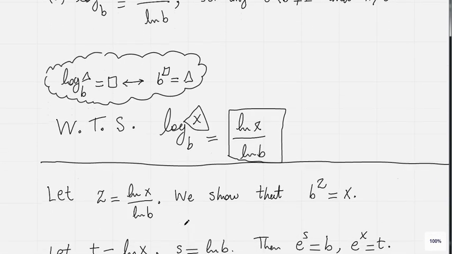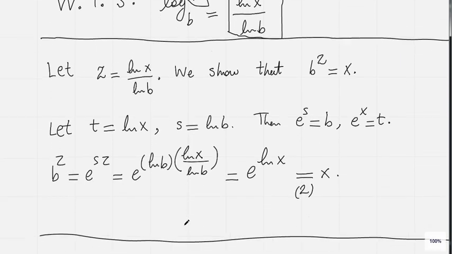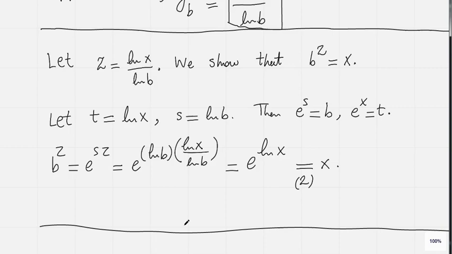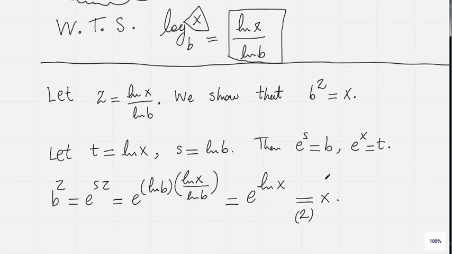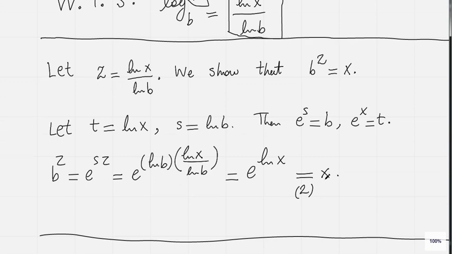Then it suffices. Let z be ln x over ln b. We will show that b to the z is equal to x. That gets the job done because of this property star here. Because if we show that b to the z is equal to x, what is z? Z is this square. So b to the square is going to be the triangle. So we're in good shape if we get this done. Okay, let's do it. Again, let t be ln x and s be ln b. Then e to the s is equal to b and e to the t is equal to x.